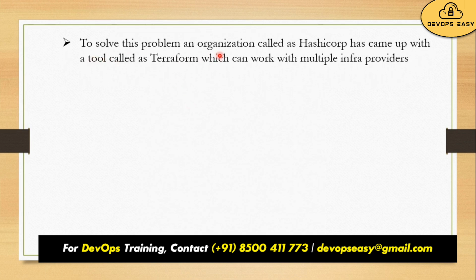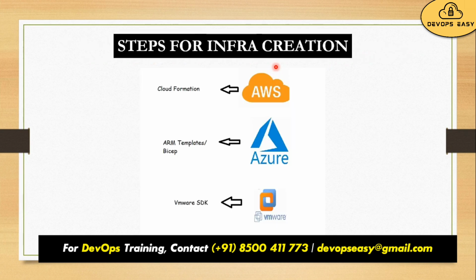Okay, so to solve this problem, an organization called HashiCorp has come up with a tool called Terraform, which can work with multiple infra providers. If you see, for AWS, as I told, there is CloudFormation. For Azure there is an ARM template, right? For VMware there is the VMware SDK. Why Terraform? Because Terraform will support all providers.